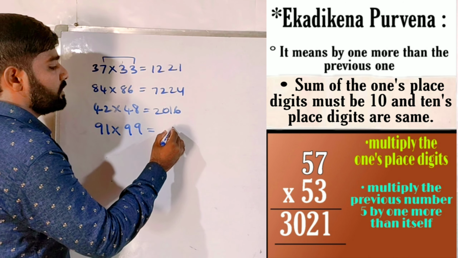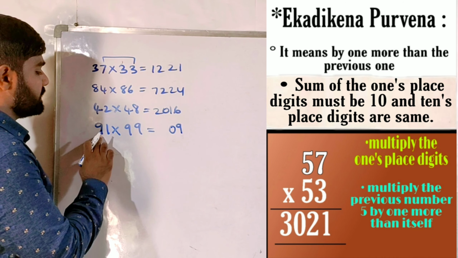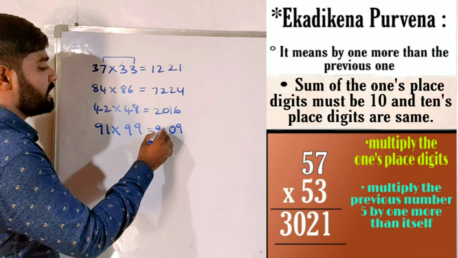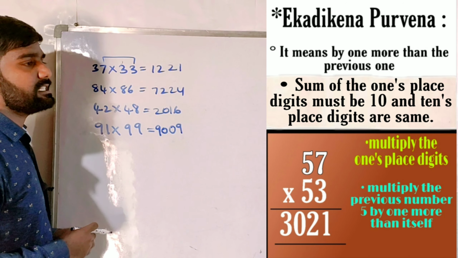Next one, 91 into 99. Product of the ones place digits, 1 9 is 9. Here we have to consider 2 digits, so write 09. Next 9, one more than 9 is 10, 9 10s are 90. The answer is 9009. The same method we can apply to the 3 digit numbers also.